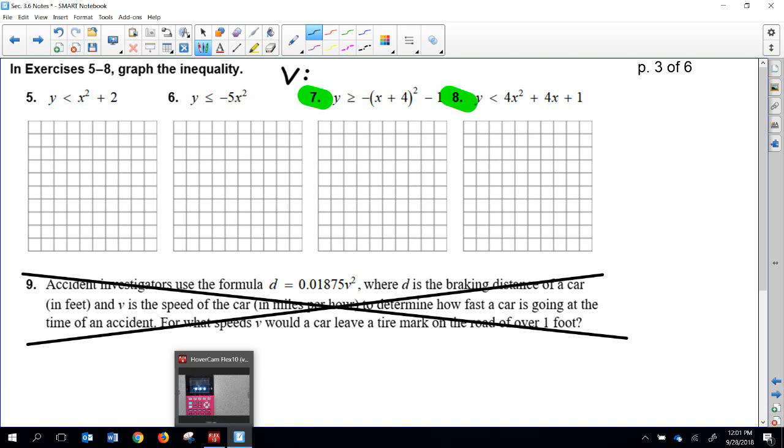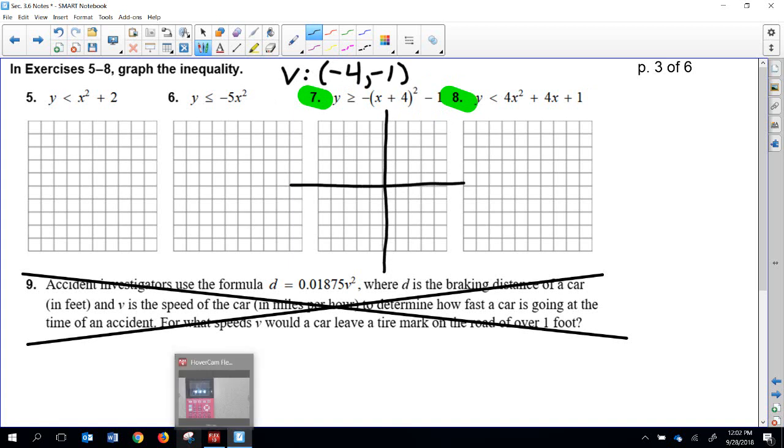-4, -1, right? So that's going to be our vertex, -4, -1. Okay, so we're going to go ahead and plot that point, -4, -1. I'd like you to be pretty exact with your graphs. So what I'm going to do is I'm going to plug in a value. I'm going to plug in -2, and I want to know the y value.